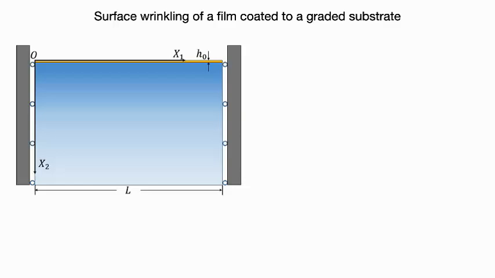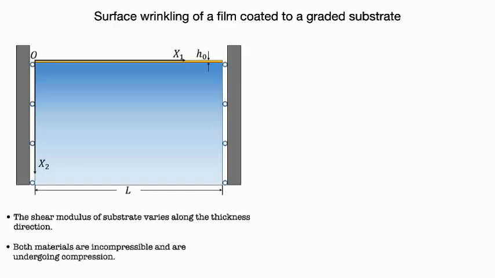Okay, for the first part, we start with this model. We have a stiff film coated on a substrate. And the substrate is graded. It means that the shear modulus of the substrate varies along the thickness direction. It's a function of x2. And also, we assume that both materials are incompressible. It means that the volume will be maintained during the deformation.